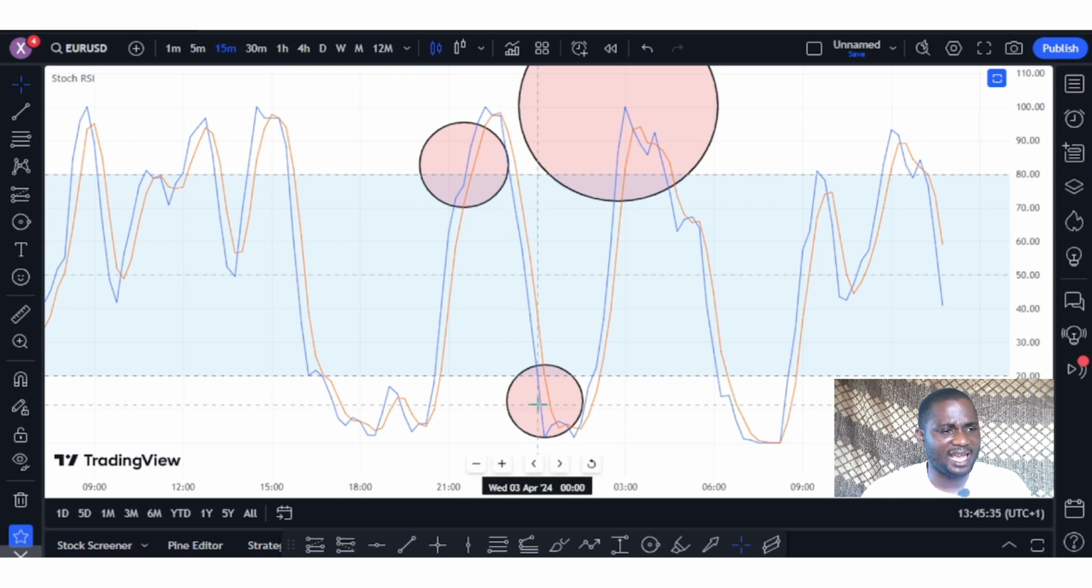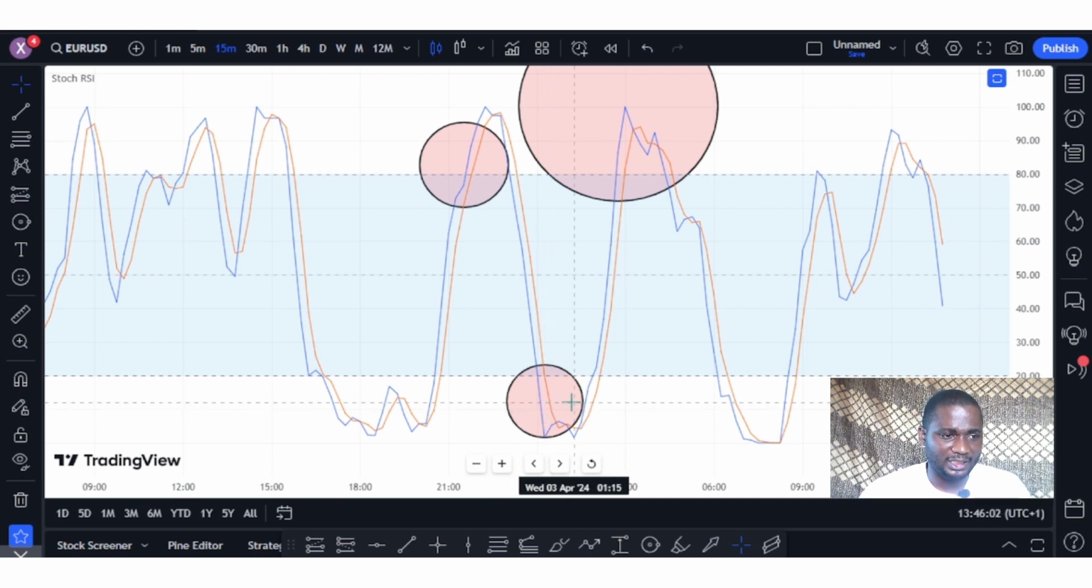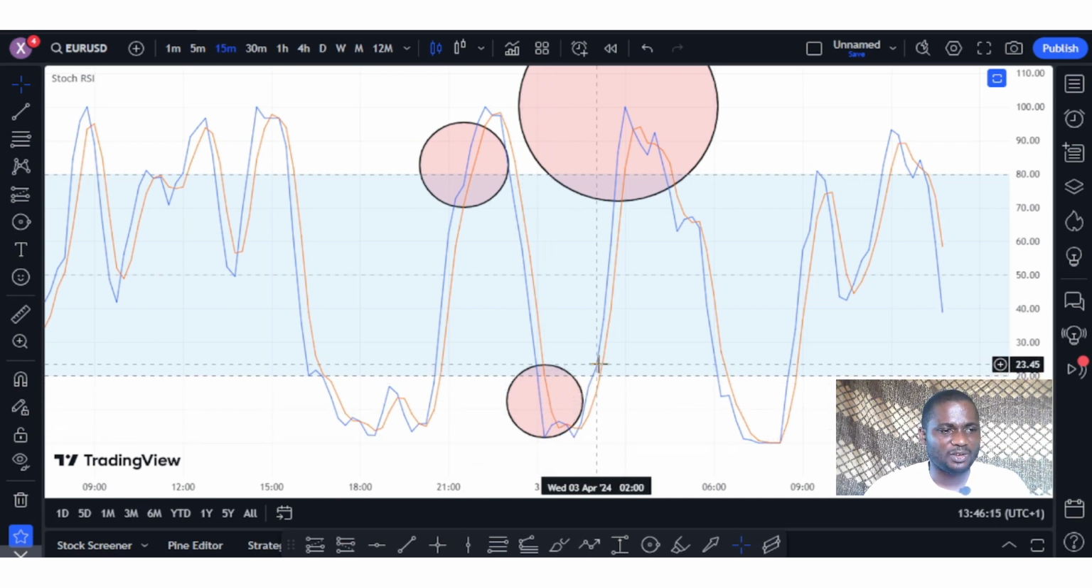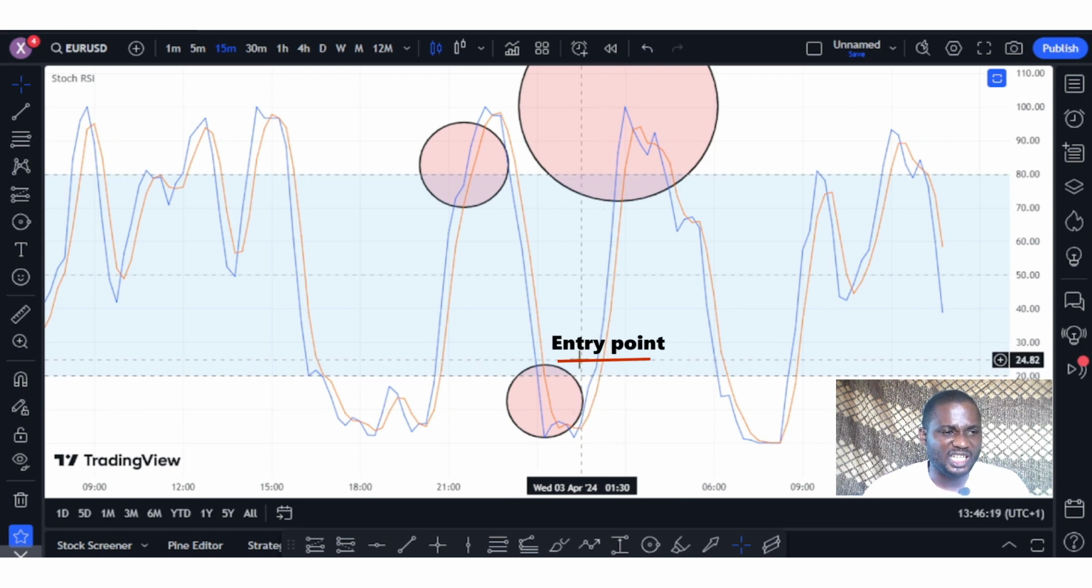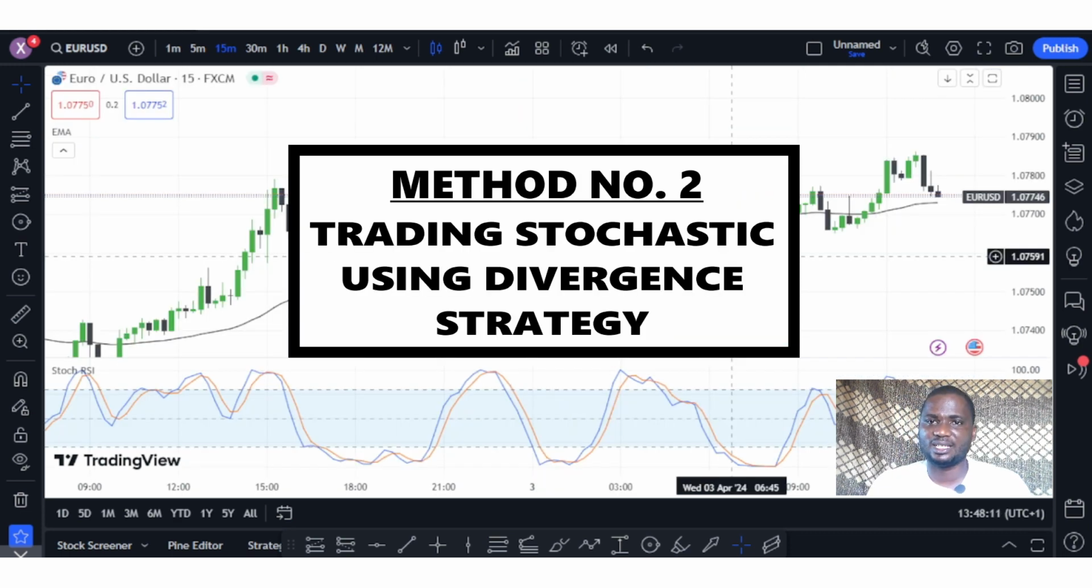Now the same thing applies here. Once the price crosses below the 20, I will advise you to enter a trade. Once the K and the D line crosses above the 20, that is when you initiate your buy order and take your profit.